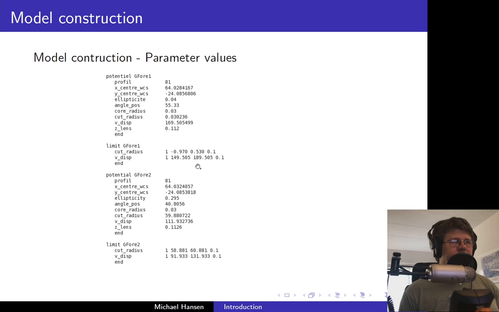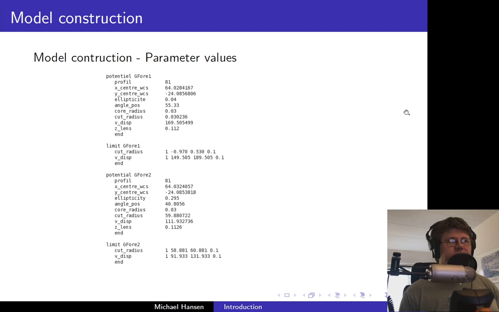And the same for this profile here, as you can see, different position, different values, but there's still also a cut radius and velocity dispersion. That's the only thing that I optimize for here. There are many more parameters in this model, not those, these two. This is just an example.